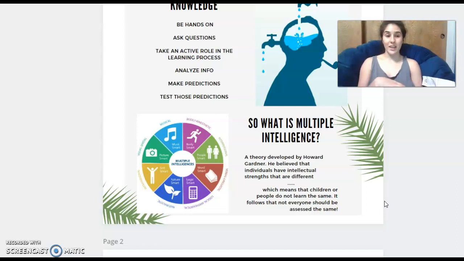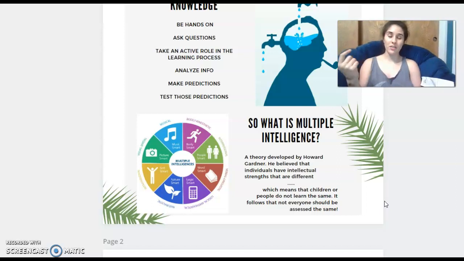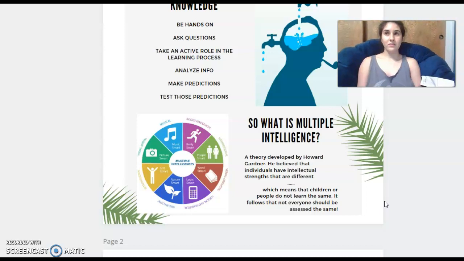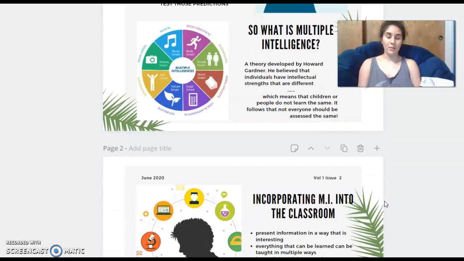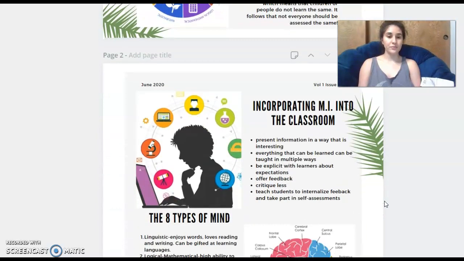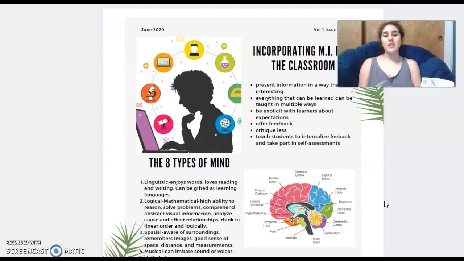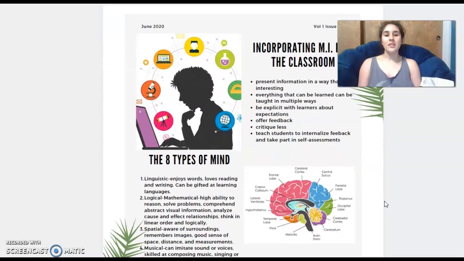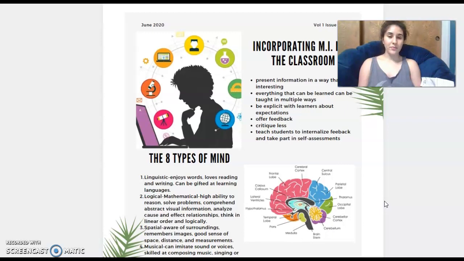Written exams that just sort of force people to regurgitate information that was memorized don't translate to knowledge, and it doesn't mean that it's active learning, that people are going to necessarily remember that and be able to apply that information. So there are different ways that multiple intelligences can be incorporated into the classroom.